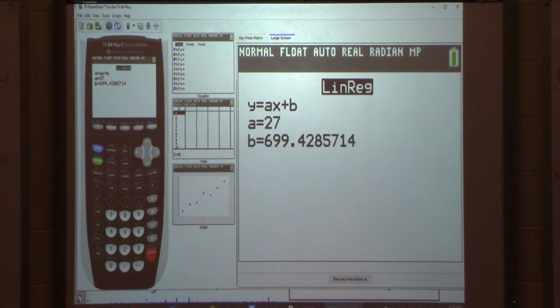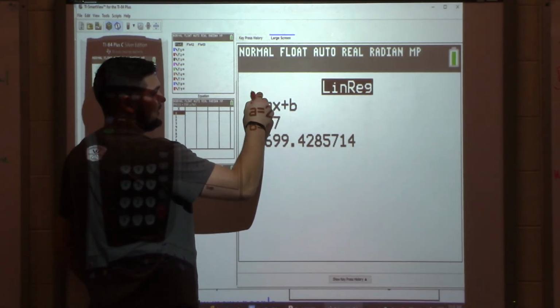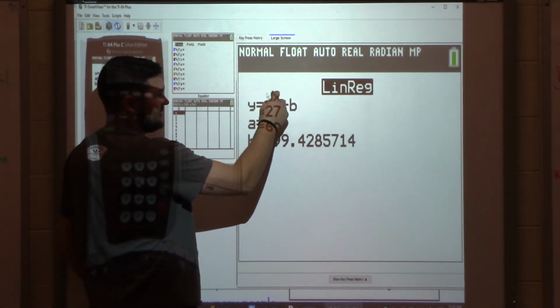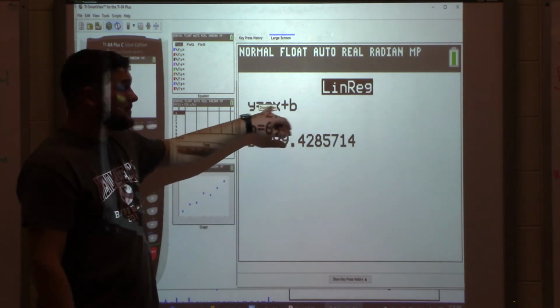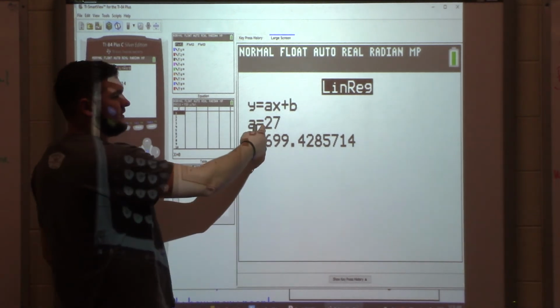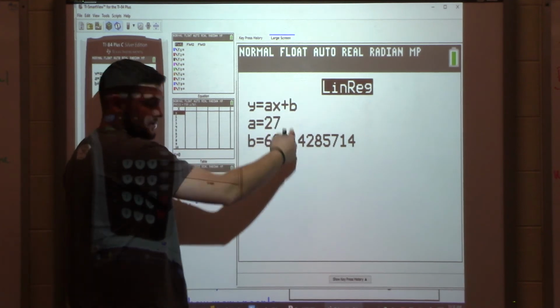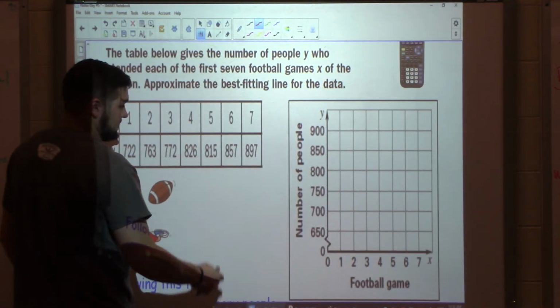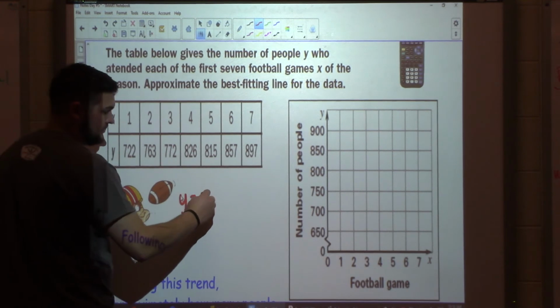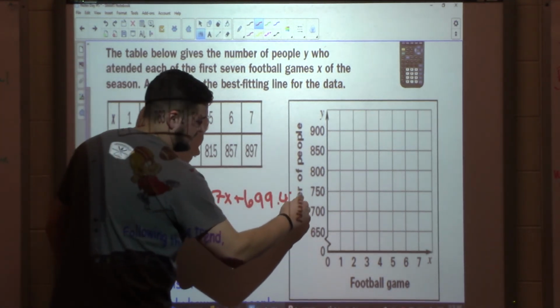You should see something else. Okay, what do you notice about that? Hey, this looks a lot like Y equals MX plus B, right? Slope intercept. That's slope intercept form. So if I plug 27 in for A, and I plug 699.43 in for B, I'm going to have an equation that looks like it's in slope intercept form. Y equals 27x plus 699.43.